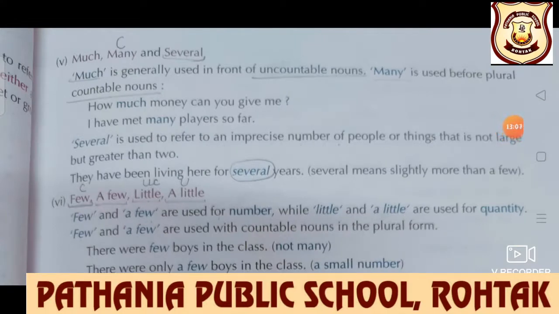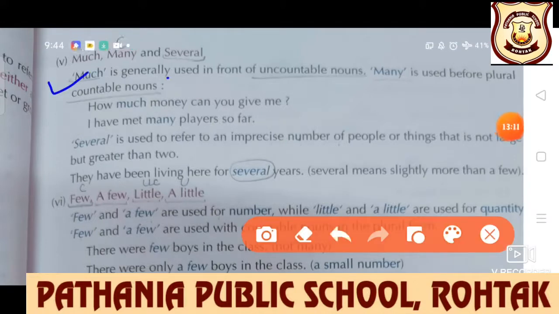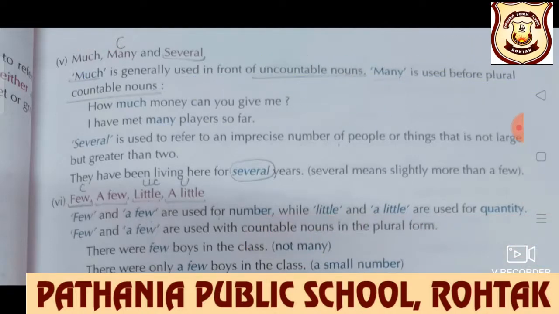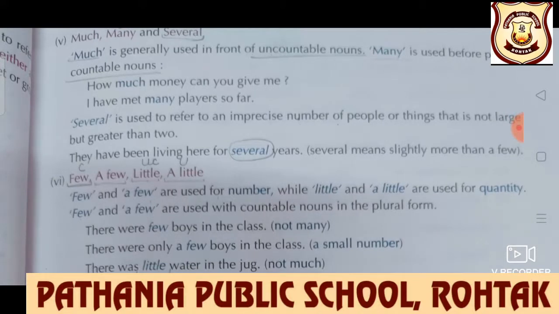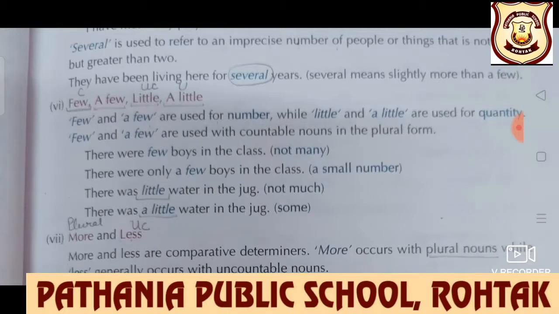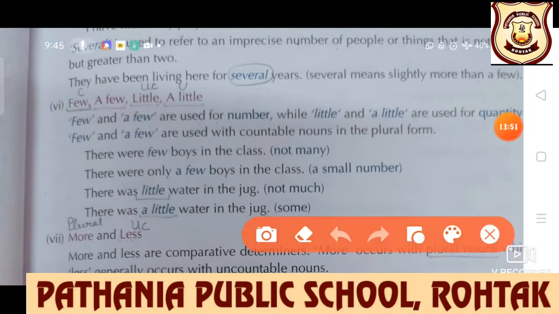Much, many, and several. Much is used in front of uncountable nouns. Many is used before plural countable nouns. How much money can you give me? It's not definite, so uncountable. I have met many players, of course I can count them. So much is used in front of uncountable nouns, and many is used in front of countable nouns. Several is used to refer to an imprecise number of people or things that is not large but greater than two. Before indefinite it is used, but here it doesn't mean large, but of course it means more than two. They have been living here for several years, meaning they have been living here for more than two or three years.